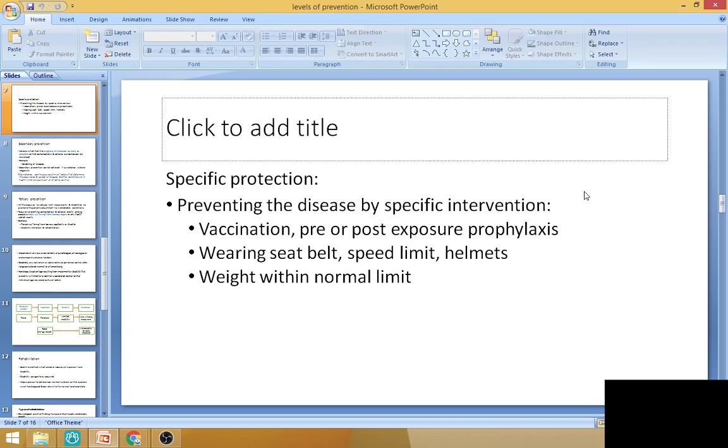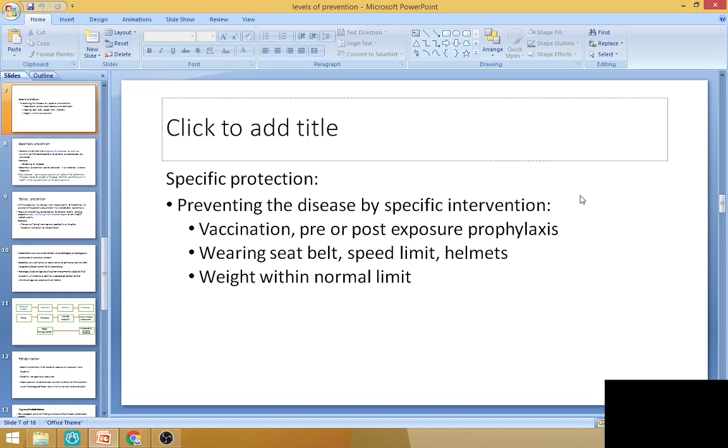And while you are driving, we wear seat belts, we have a speed limit, you can't cross over 90 kilometers per hour, like that. Then we wear a helmet when we go by two-wheelers, and keep our body weight within the normal limit, not overweight or obese. These are specific protections.